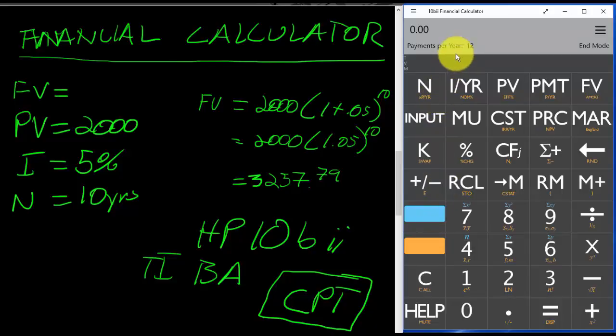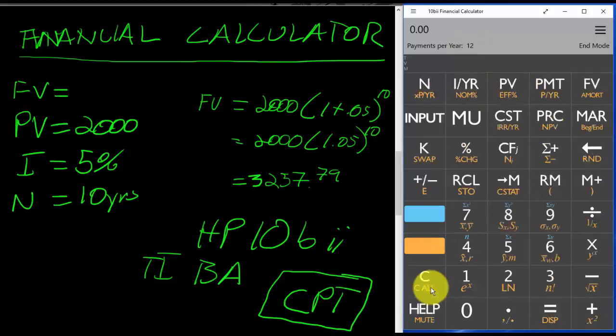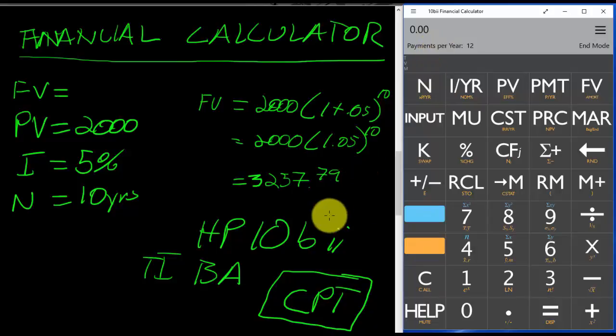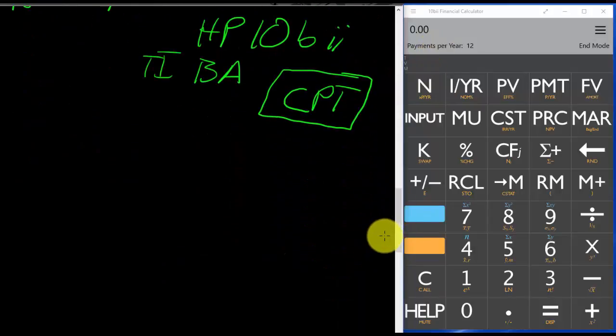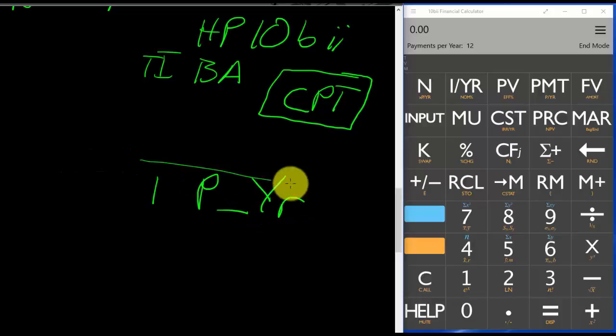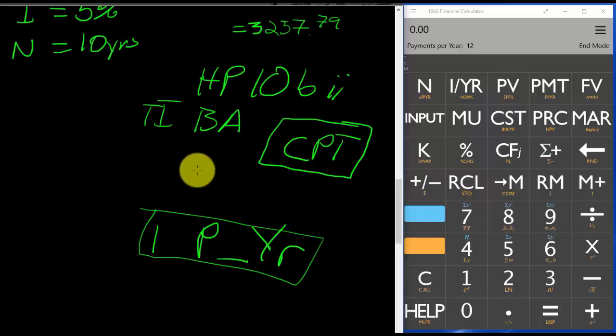Now, your calculator may say 12 payments per year, and the button you're looking for is the clear all button. When you hit clear all and hold it, you should get something that comes up on your screen that looks like this: 1 period per year. All calculators should first be set to 1 period per year. I'll show you how to do that real quickly here, but maybe I'll do a separate video for this. That's going to be real easy.